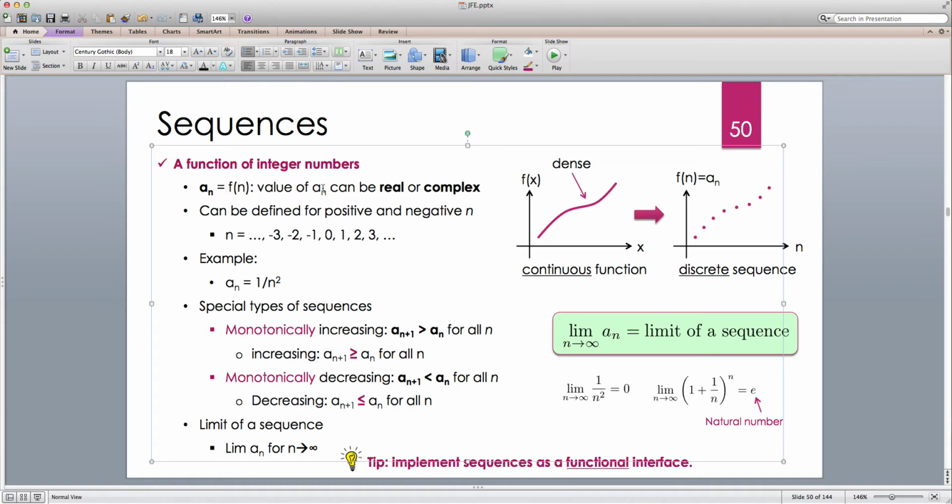And again, the a_n, the value of this function, can be real or complex. Here I'm going to focus on the real numbers, so the function is real, and the index can be negative, 0, or positive. We typically look into the cases where the index starts from 0 and is positive, or starts from 1. These are the two mostly used cases, all right? So one example is 1 over n squared.